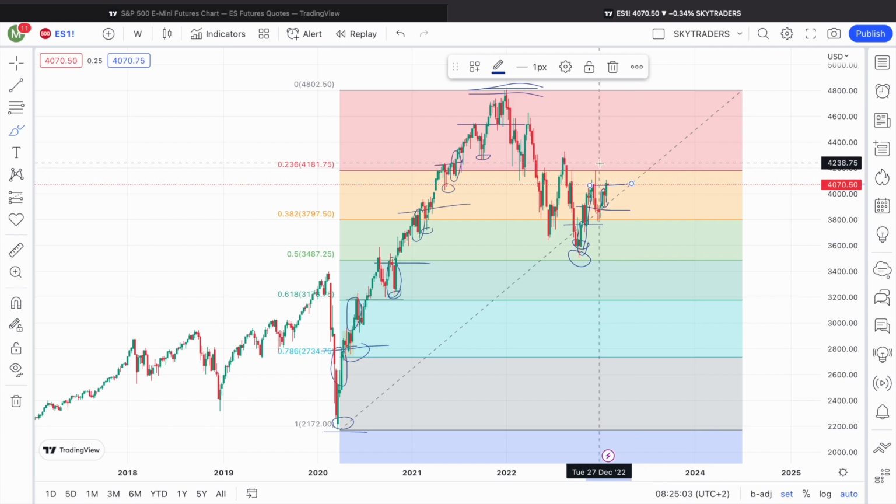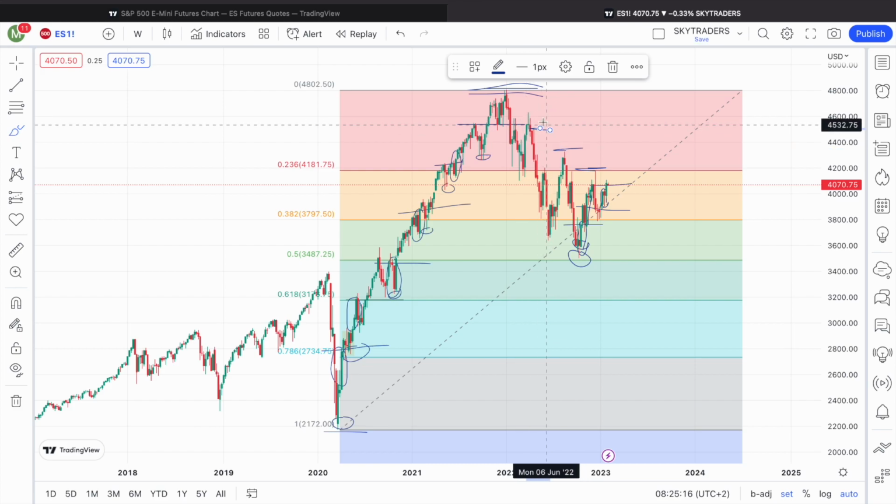So what are the next levels if we're going to retrace from this 50% Fibonacci retracement level? This could be a potential level, a liquidity hunt. This is another liquidity hunt. This is another liquidity hunt. And this is another liquidity hunt. So if you're looking for buys, these are the important levels.